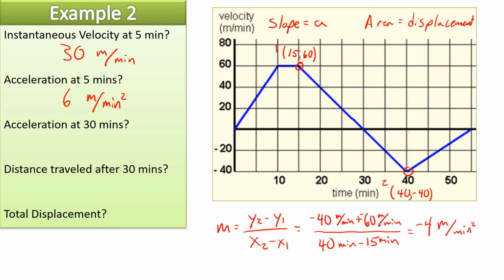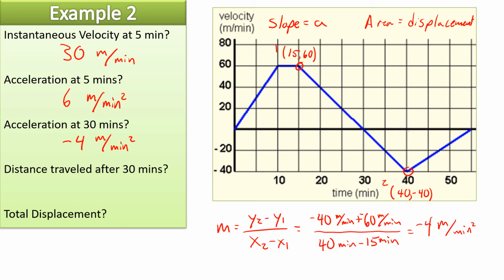Does that make sense? Look at your slope. Isn't that a negative slope? And isn't acceleration a vector quantity? Positive means to the right, and negative just means to the left. So it's okay if you get a negative value: -4 meters per minute squared.